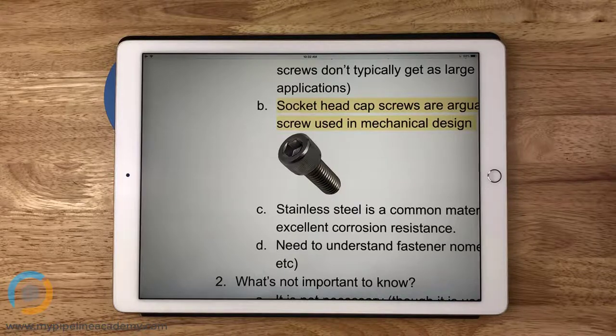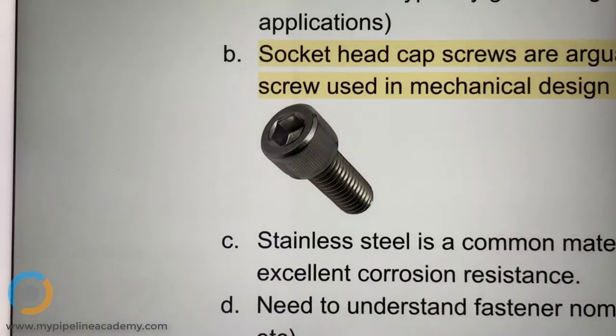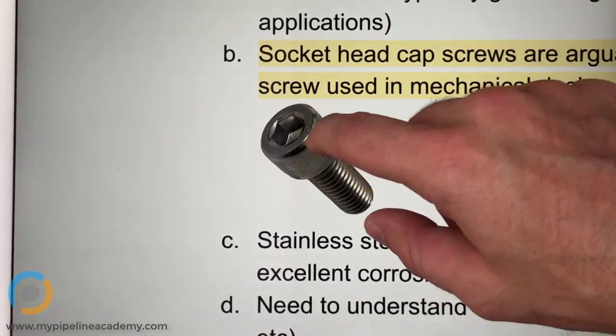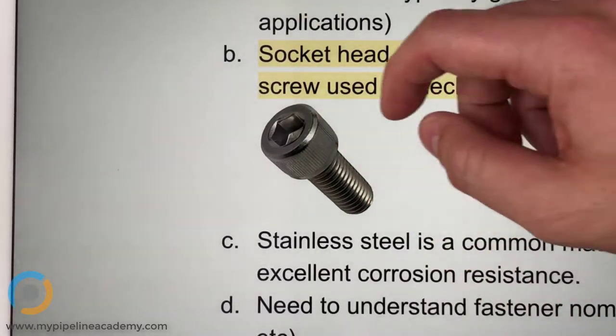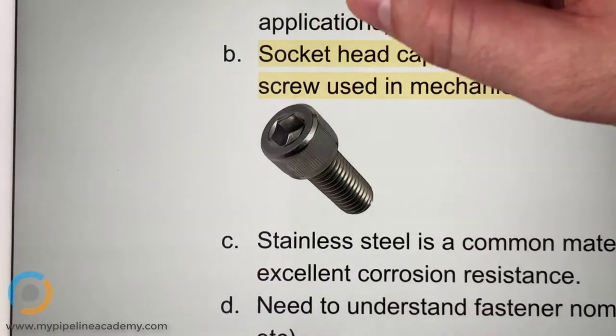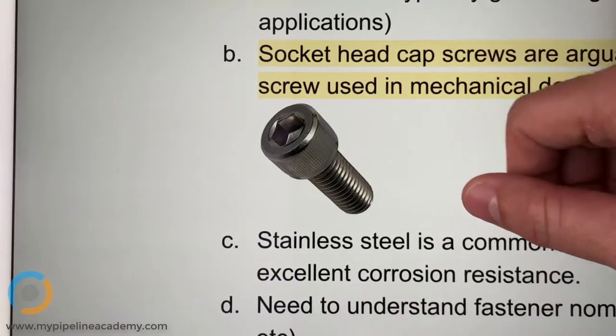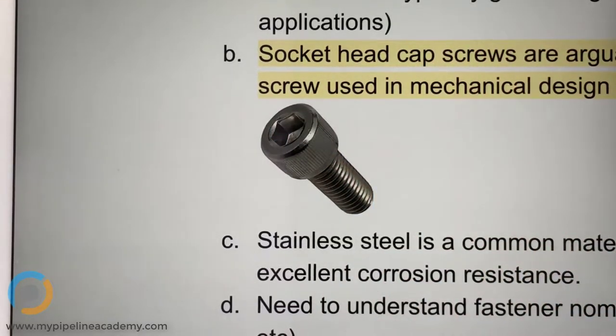The reason that you would use a socket style screw, one with this hex interface here, is that you get much better torque. It's a lot easier to apply torque to a hex style screw than to a Phillips style screw. Think about putting your hex driver into the head of this screw. It's a very secure interface between the driver and that screw head, and when you rotate your driver, it transmits all that torque directly into the screw.